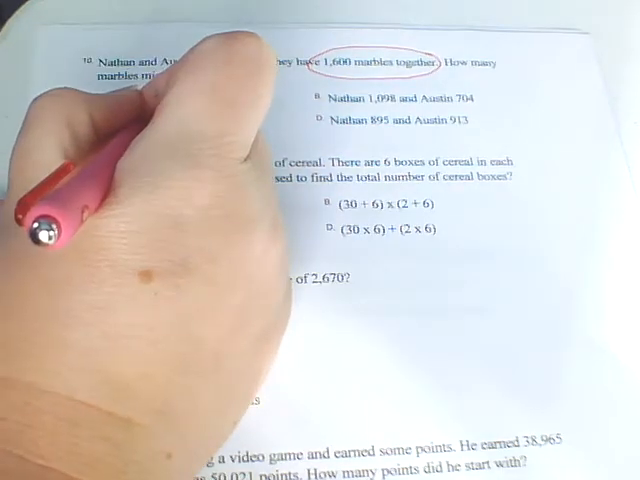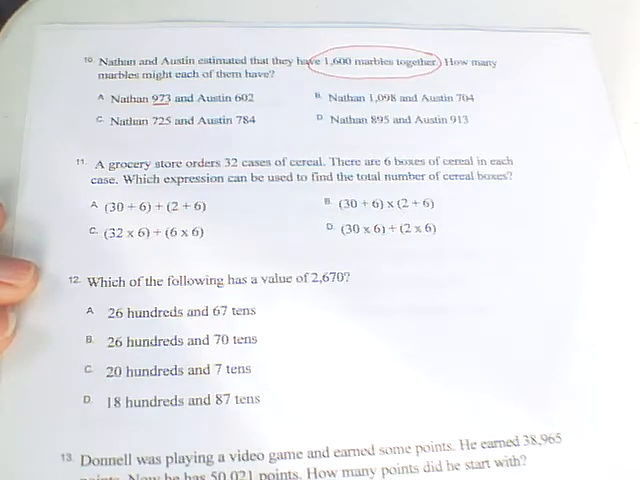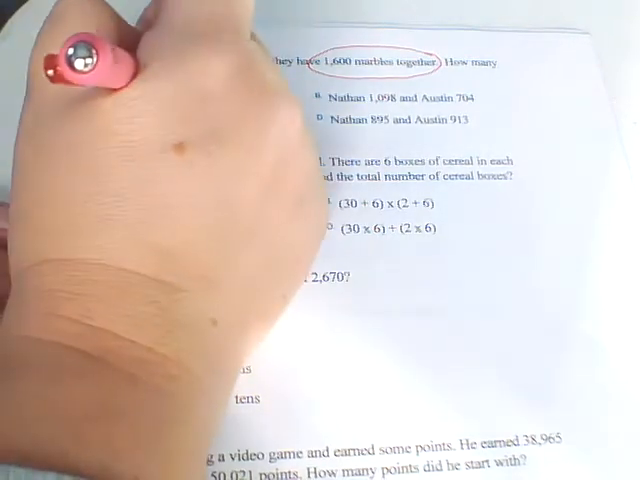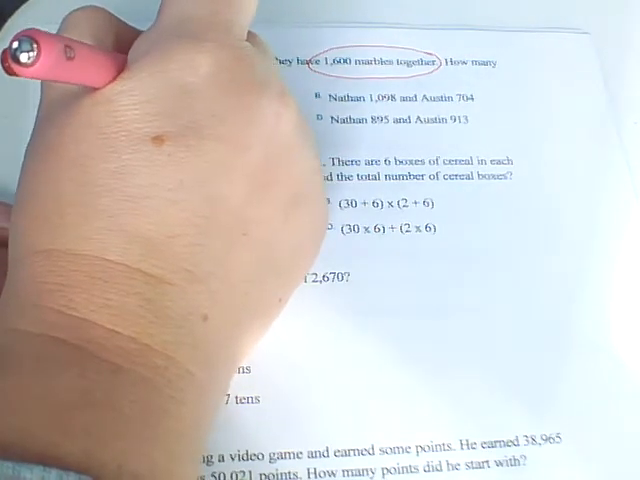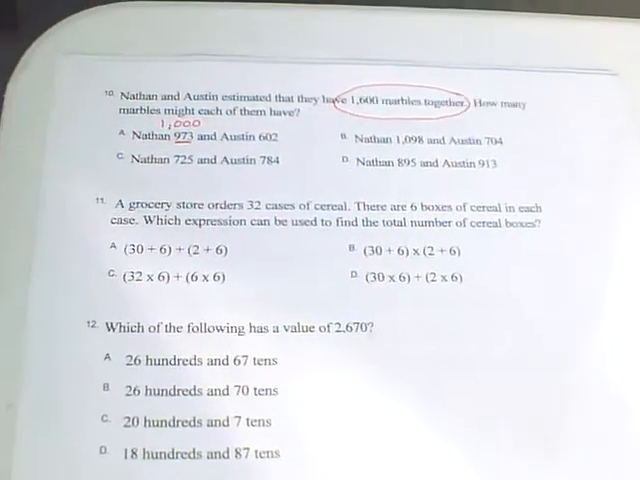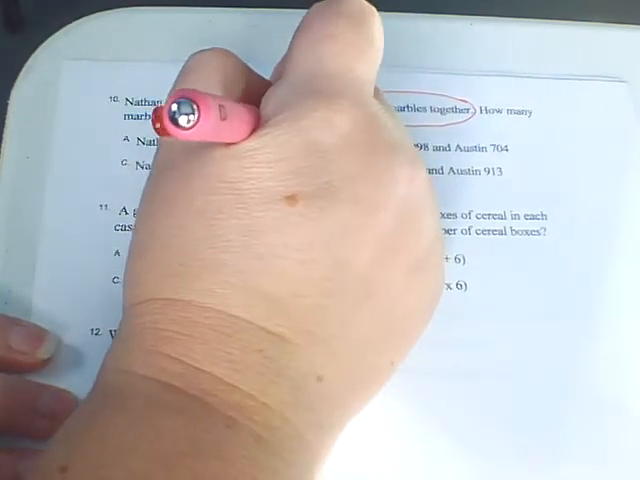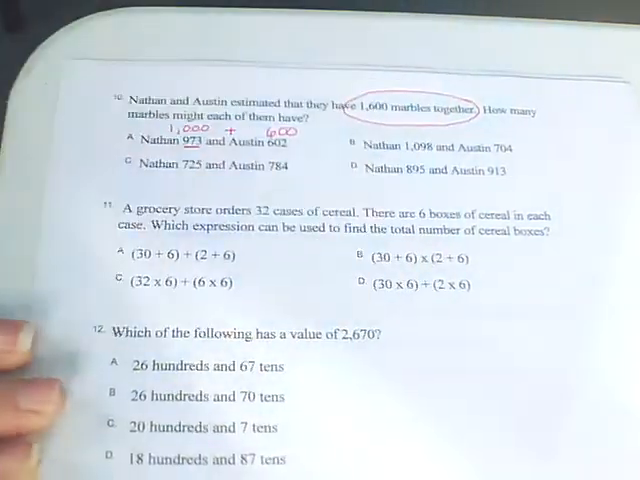So 973, is that closer to 900 or 1,000? Right, it's closer to 1,000. So we're going to say that's 1,000. And 602, is that closer to 600 or 700? You're right, it's closer to 600. So we're going to leave that like that.